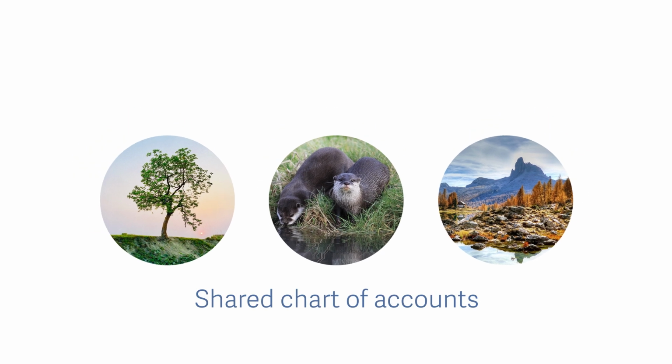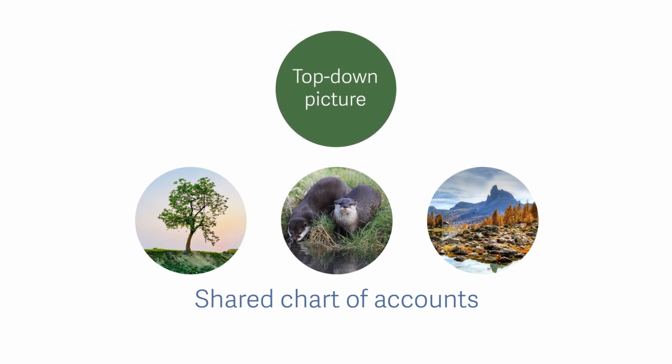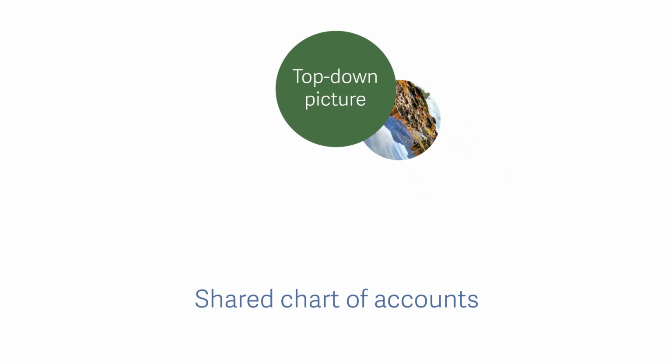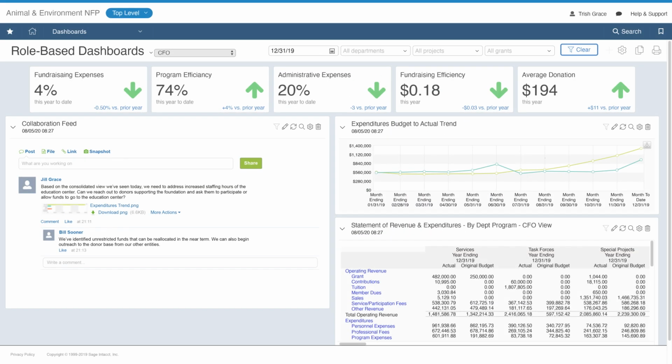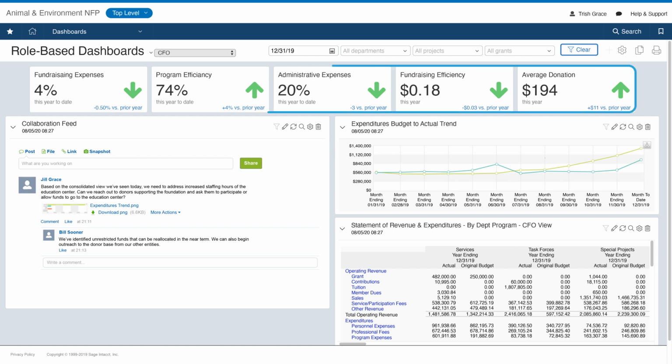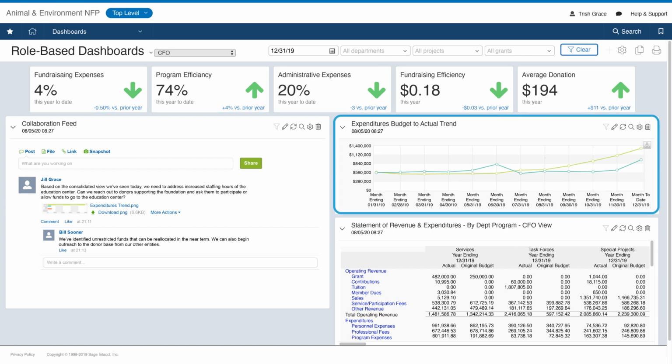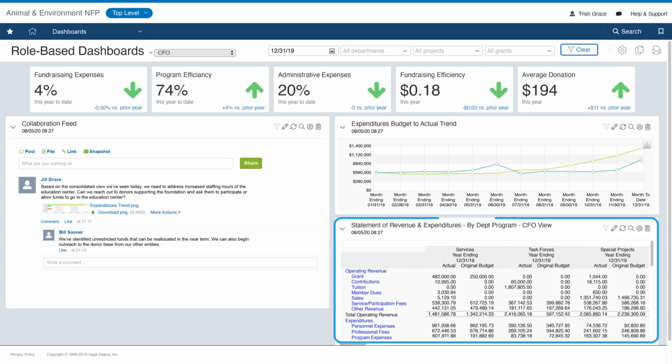Each of the entities we've looked at has a different focus, but a shared chart of accounts, and the board of directors wants the top-down picture this afternoon. Because a shared chart of accounts provides for continual consolidation, Trish can roll up financial and statistical information to see across the entire organization. In the top-level view, we see that overall, we're doing well.